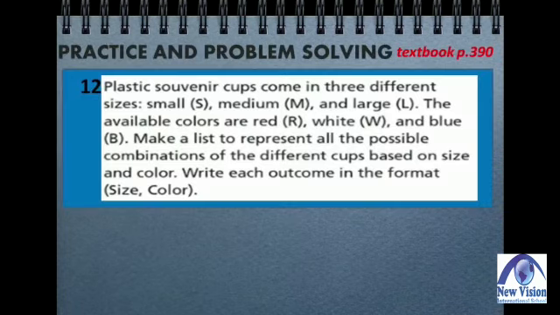Number 12. In your textbook, page 390. Plastic souvenir cups come in 3 different sizes. We have the small, represented by capital letter S, medium, capital letter M, and large, capital letter L. The available colors are red, capital letter R, white, capital W, and blue, or B. Make a list to represent all the possible combinations of the different cups based on size and color. Write each outcome in the format size and color.